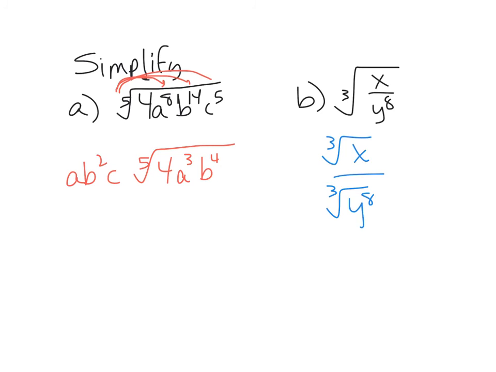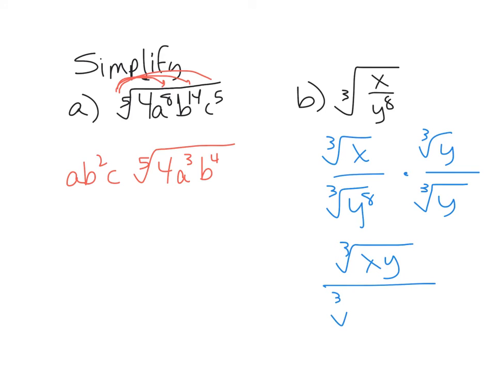So, 3 doesn't go into 8 evenly, and I need some number that goes into it evenly. So what I'm going to do is make that y to the 8th become y to the 9th by multiplying it by another y. And that's legal as long as you do the same thing to the top. So my numerator, if I multiply my cube root of x times cube root of y, I get cube root of xy. My denominator, now all of a sudden I have y to the 9th power.